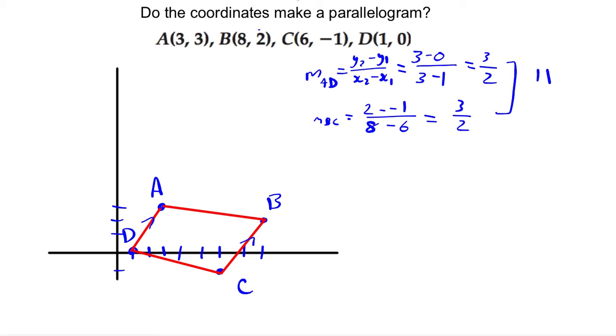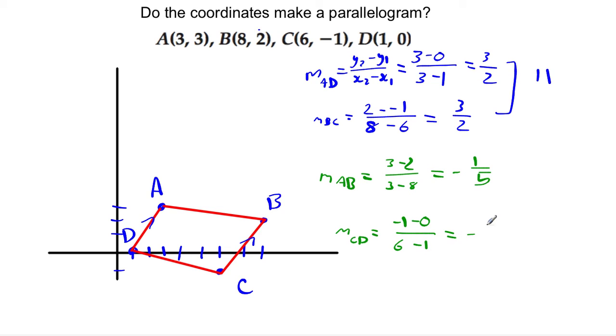Great. So now let's find the other pair. So let's find the slope of AB. The slope of AB is going to be 3 minus 2 over 3 minus 8. So this is a negative 1/5. And the slope of DC, or CD, is going to be equal to negative 1 minus 0 over 6 minus 1, which is equal to negative 1/5. Look at that. These two are parallel. So because we have two pairs of parallel sides, yes, this is a parallelogram.